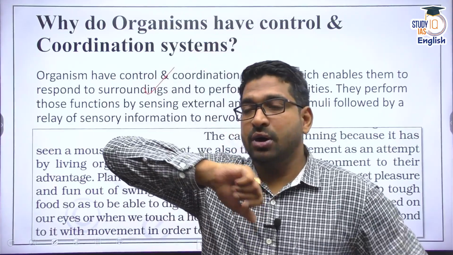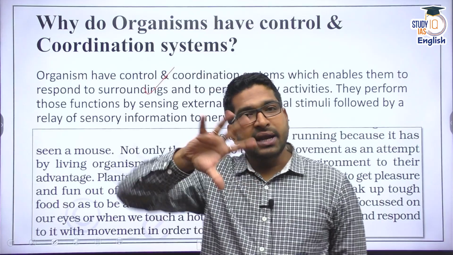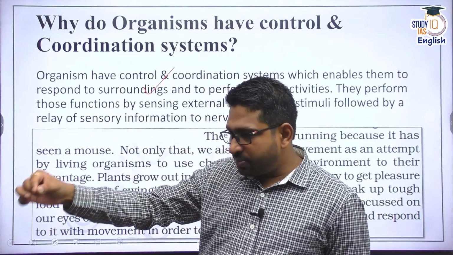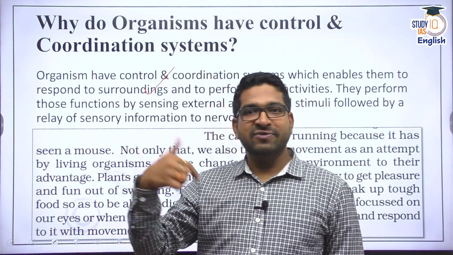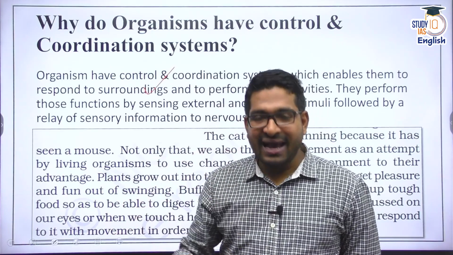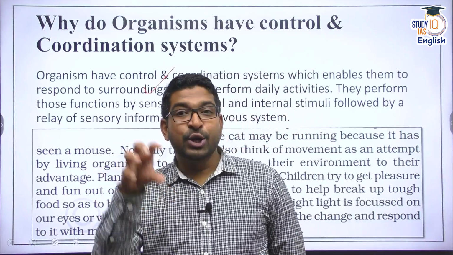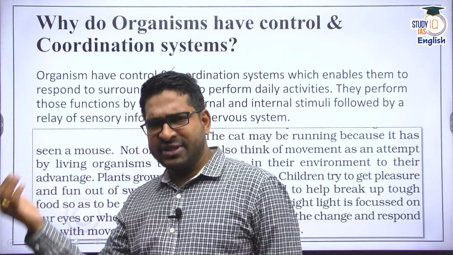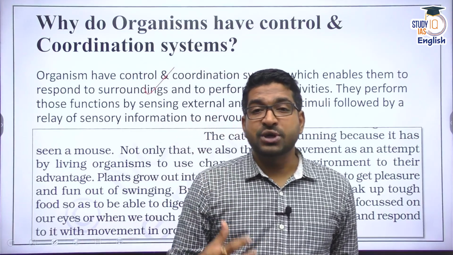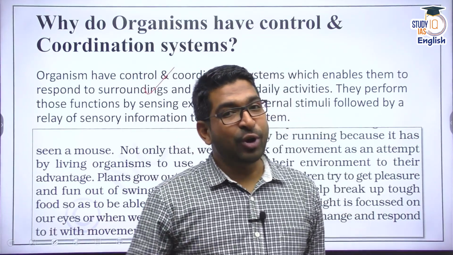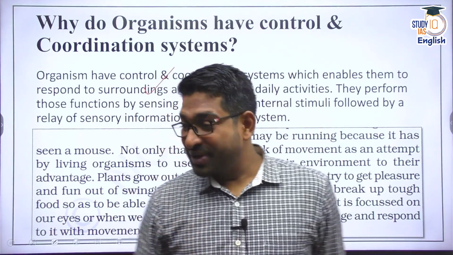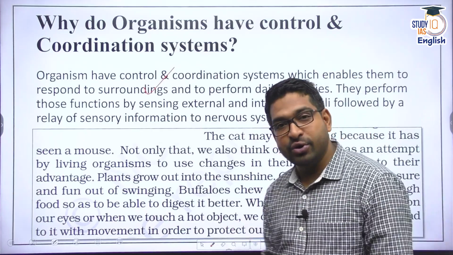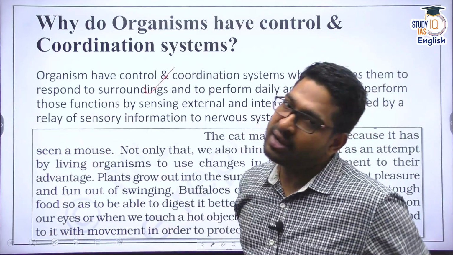For example, let's talk about the prey and predator model. A predator needs movement, control, and coordination to catch the prey. And the prey has to survive. Take the example of a cat and a mouse. A cat has to run to catch the mouse. A mouse has to run to live. So it's not just about interaction with their surroundings and environment, but many times control and coordination becomes very important for living itself. All right. So control and coordination systems are present in organisms in order to live, to protect themselves, and to interact with their surroundings and environment.